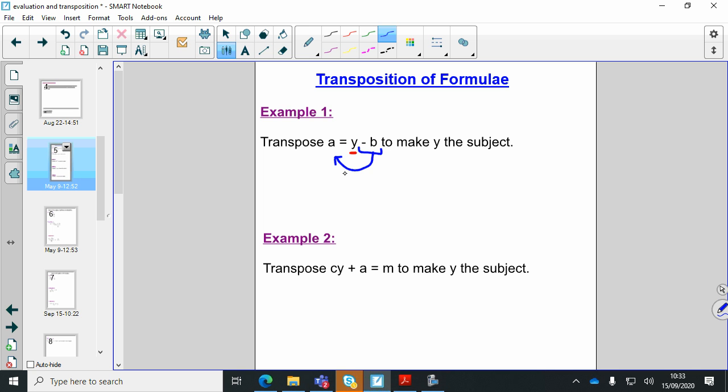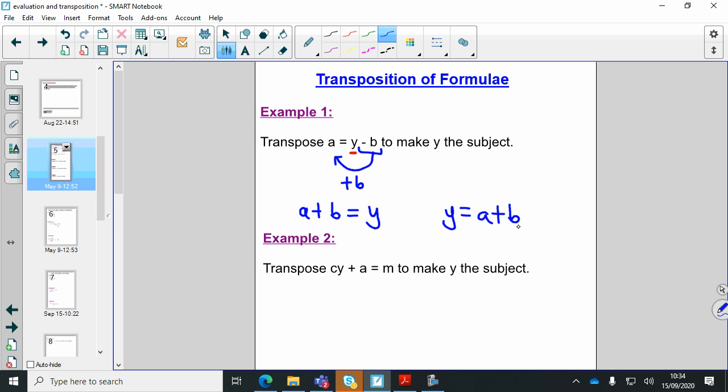So because this says minus b on the right hand side, what we have to then do when we bring it across is add b to the left hand side. So that now reads a plus b on the left hand side, and then equals y. Now we've got y by itself, so therefore y is the subject of the formula. Okay, sometimes it's convention to write it the other way around like this, but either is fine.